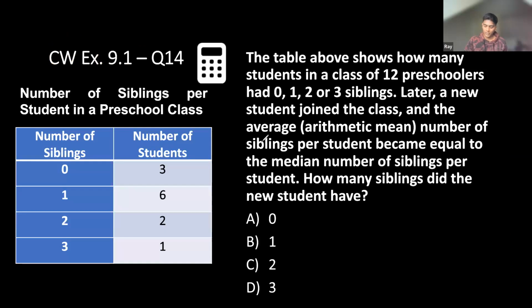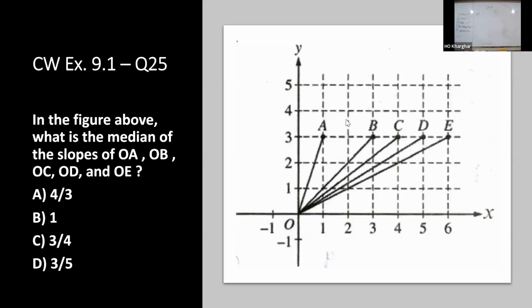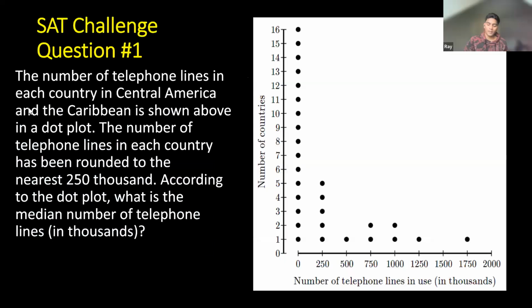Wait, we switched. Just hold on. 16 plus 5, 21 plus 1, 22, 22 plus 2, 23 plus 2, 25 plus 1, 26 plus 1, 27. There are 27 countries.